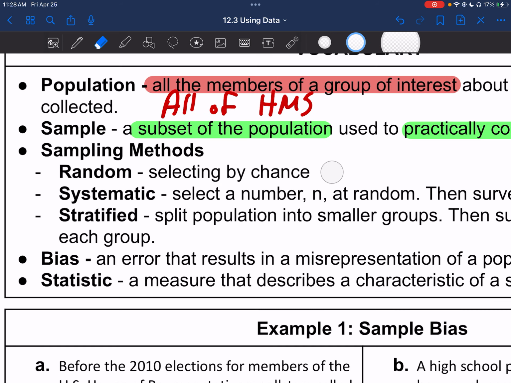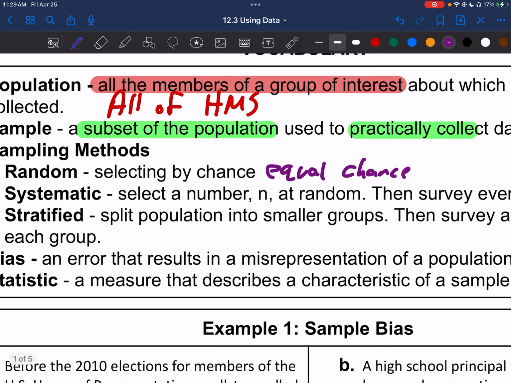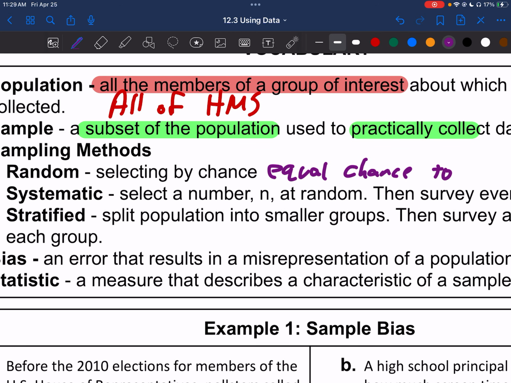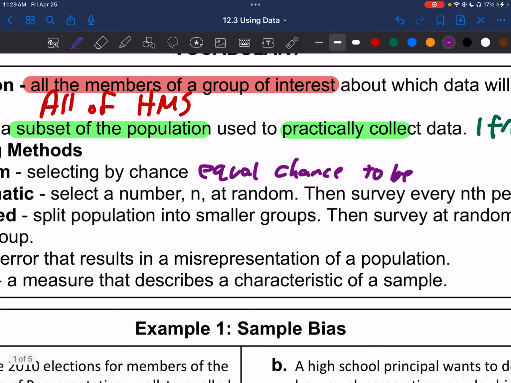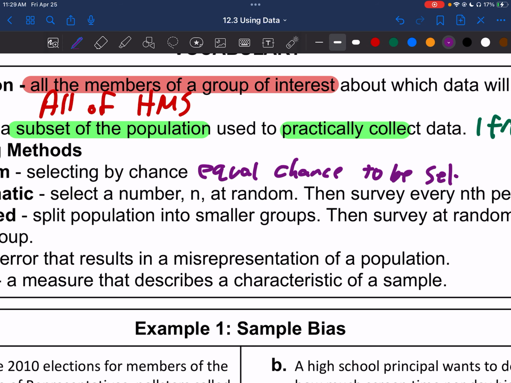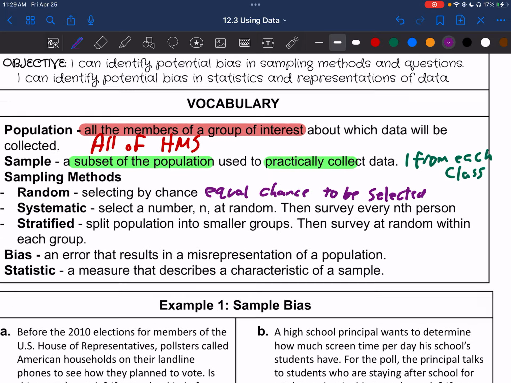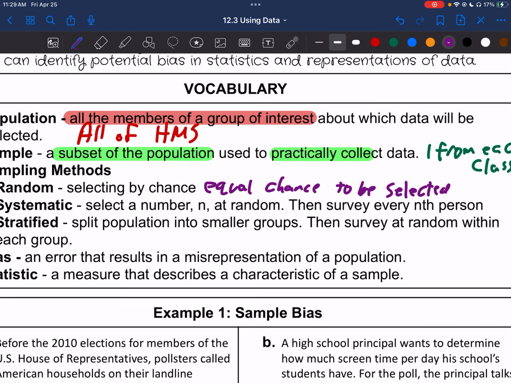So everyone has an equal chance to be selected. So you put all of the names in the hat and you pick one out. Everybody has an even chance of getting selected from that method.